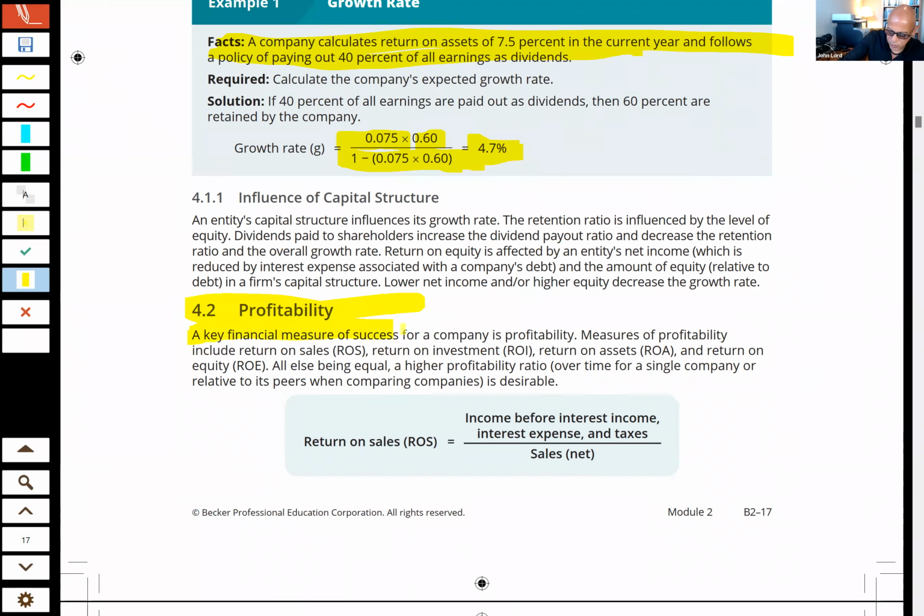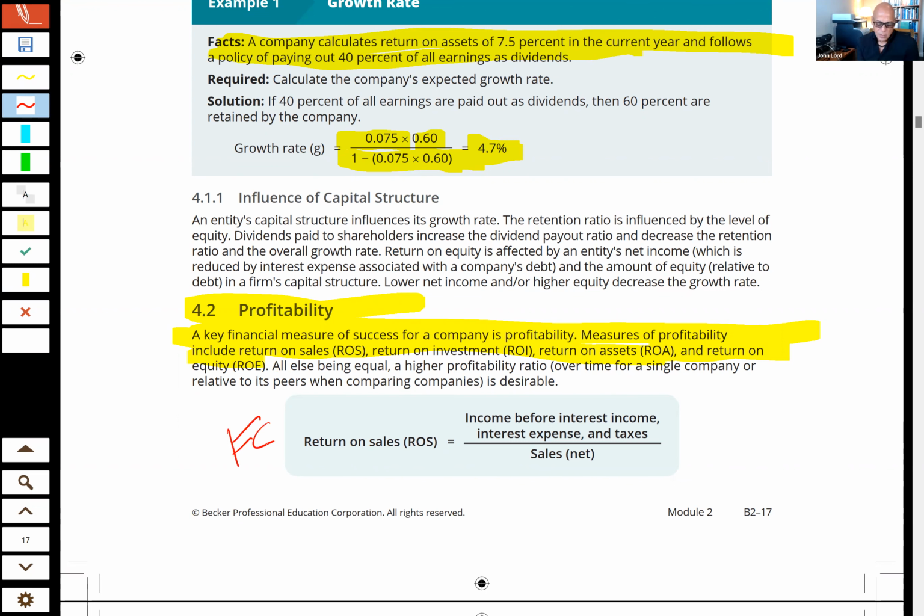So a key financial measure of success for a company is profitability. And we have these different profitability measures: return on sales, return on investment, return on assets, and return on equity, okay? And so you could go ahead and take a look at these, but we have return on sales, which is income before interest income, interest expense, and taxes.